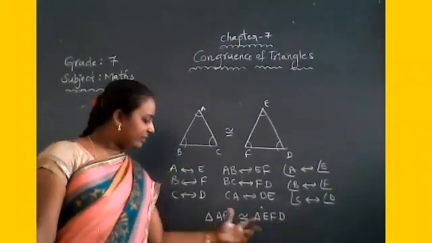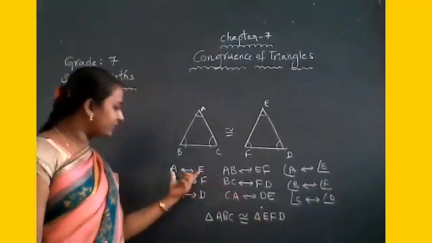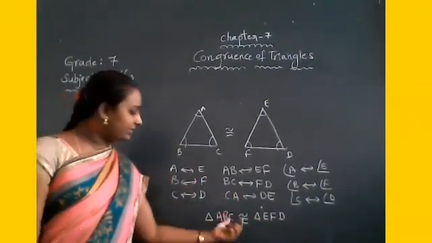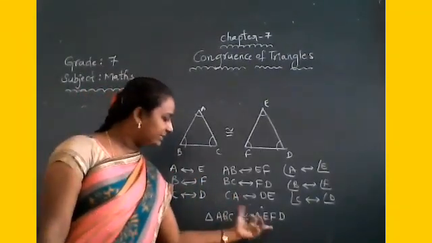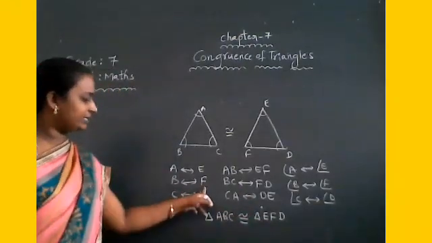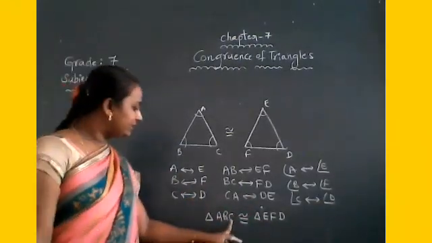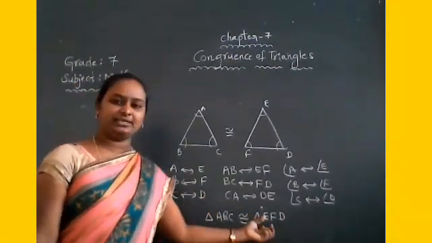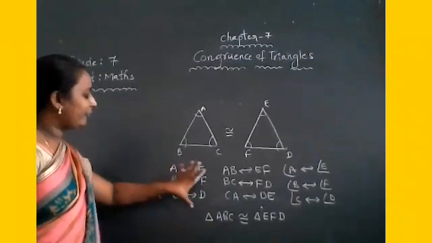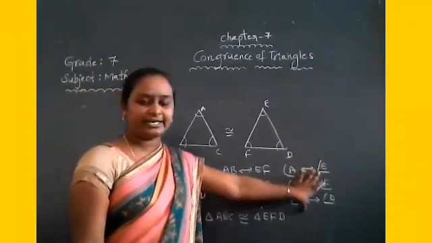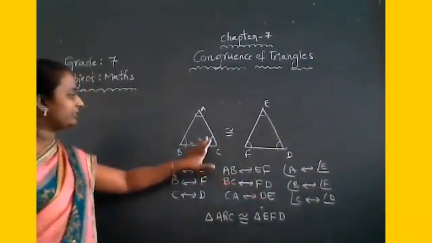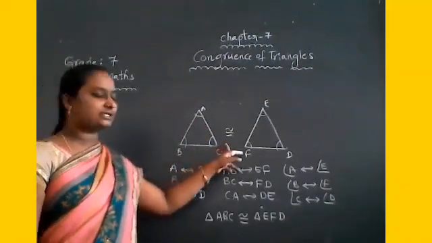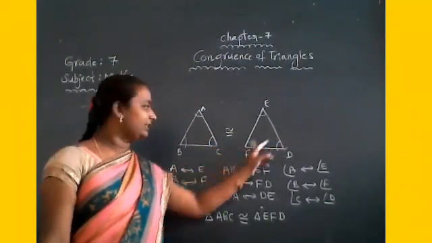Here E came. So that means A corresponds to E. Okay? Right. Next B corresponds to F. Here C corresponds to D. So then here all the sides are equal, angles are equal. So then the angle ABC is congruent to angle EFD.